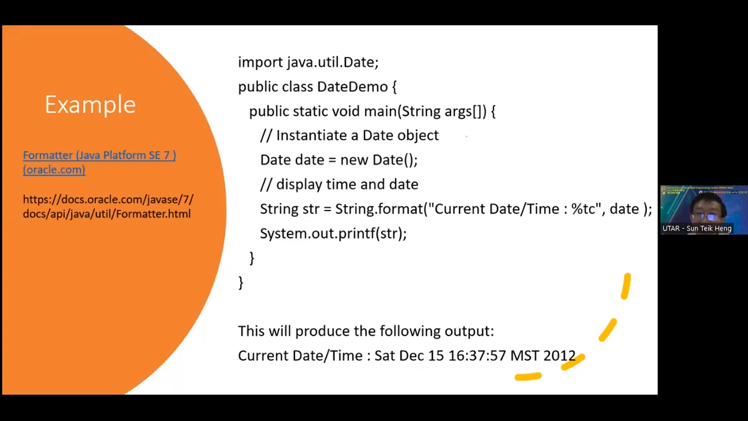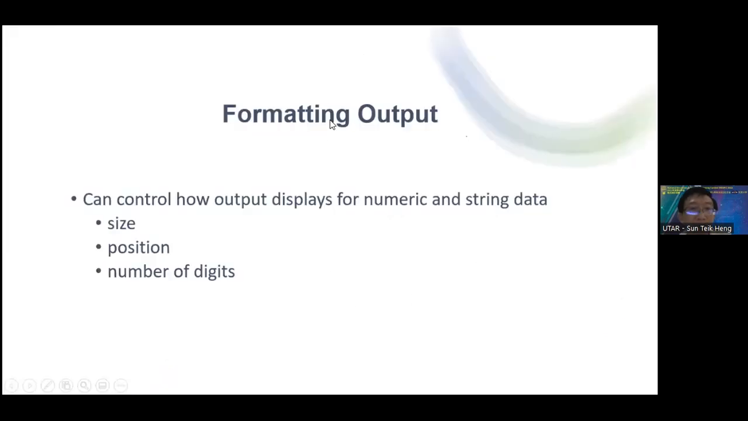So the current date and time, when you format it using %tc, it is Saturday, December 15, and the time, MST. So this is the format that it will produce for you. Okay, for further reference, you can refer to this link here. Formatting the output, you can also format the output based on the size, the position, and the number of digits.